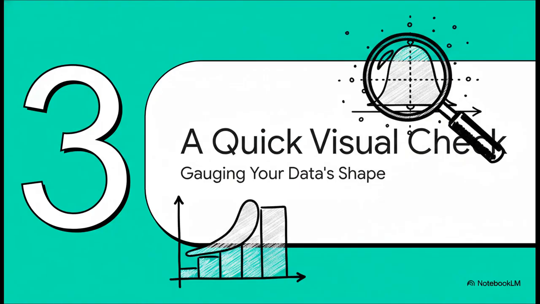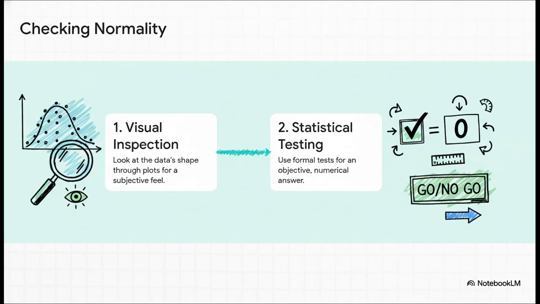All right, enough theory. How do you actually check your own data? Let's get practical. We're going to start with a couple of simple visual checks that can give you a really quick feel for your data's shape. There are really two main ways to go about this. The first is just visual inspection, basically eyeballing it. It's super intuitive, but yeah, it can be a little subjective. The second way is to run a formal statistical test, which gives you a hard, objective number.